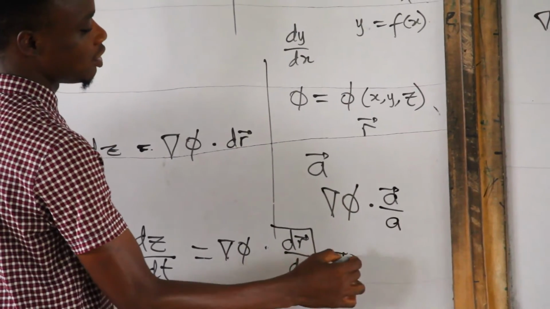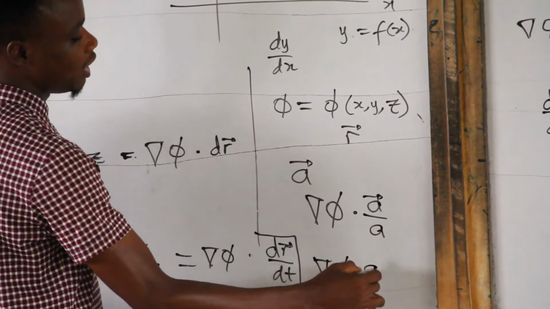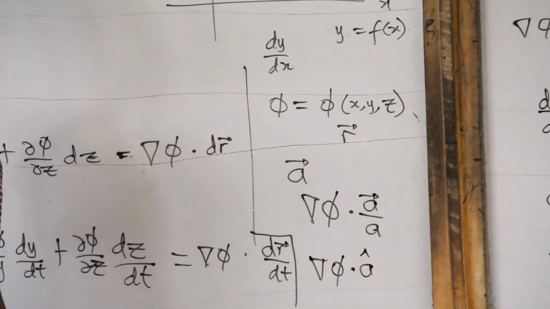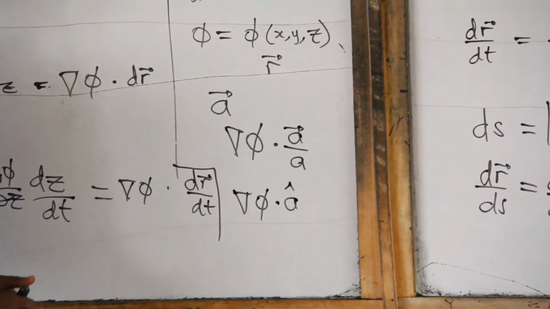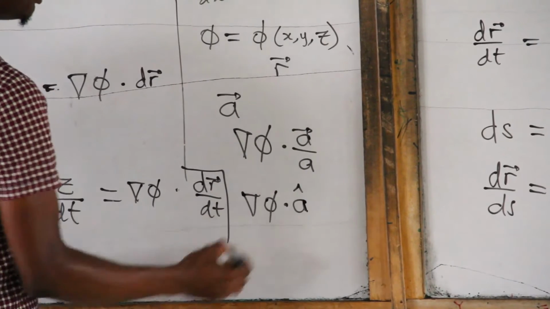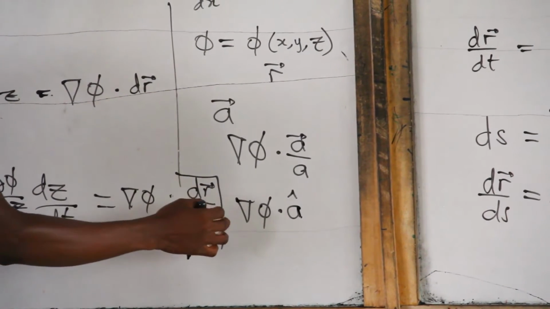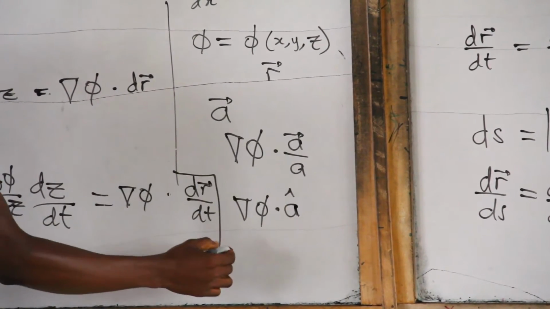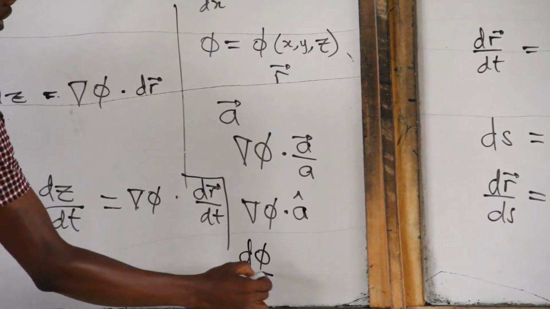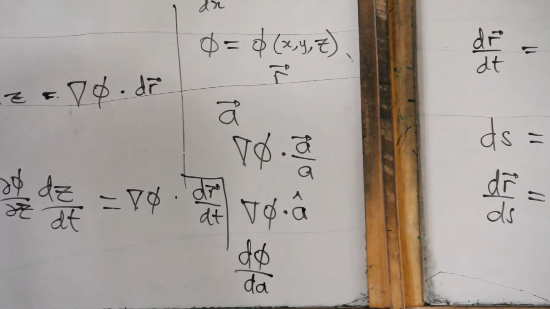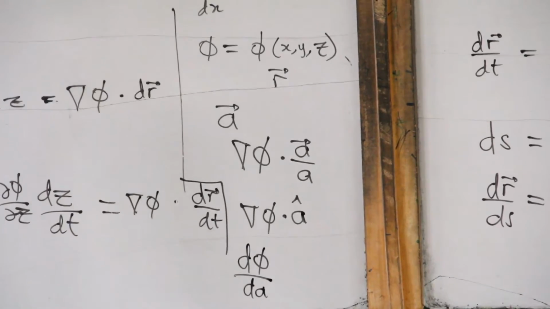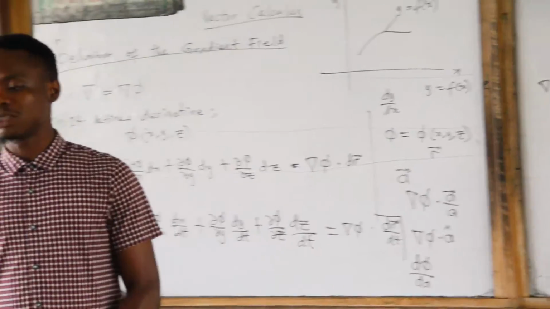Or I can write it as just nabla phi multiplied by A cap. Does that make sense? Is it clear? That is the same thing, it's going to give us our results. That means I'm getting this in the direction of A. So this is the same thing as having the phi in A. Is it clear? Alright. With respect to that direction defined by A. So that's what we mean by that.